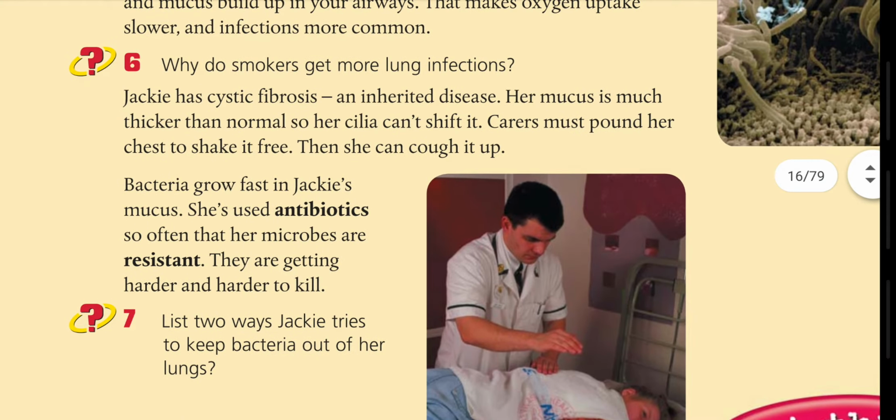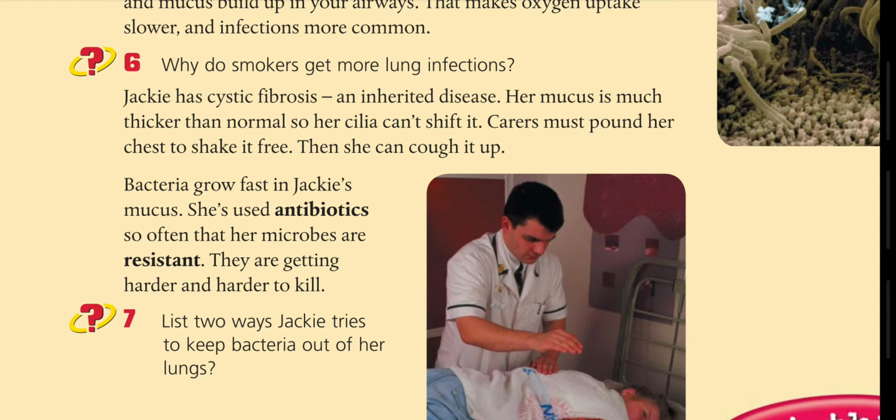Some people get an inherited disease, which we call here cystic fibrosis, in which the mucus stays inside the cilia, and the mucus becomes thicker than the normal one. So it's like a block. It can block the entire pipes of the human respiratory system, which makes them unable to breathe well, and they have to keep coughing.